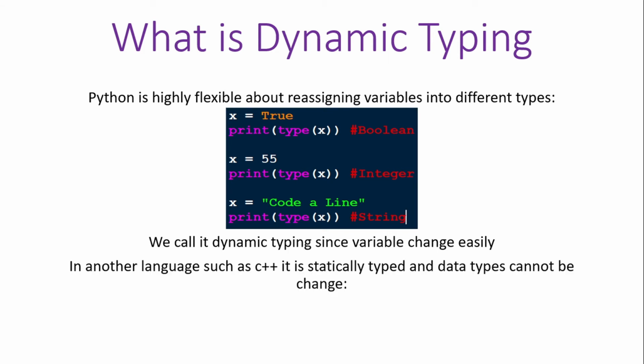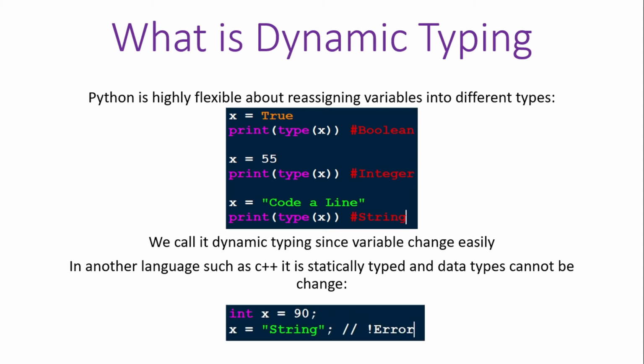In C++, it's statically typed, so you cannot change the type. If you use int x, then you have to use x as an integer. You can't put any other data type. Here's an example: int x is equal to 90, and if you change it to x is equal to a string, it's definitely going to give you an error. But Python does not give you an error because it's dynamic typing. All right, so the last part of this video, comments.